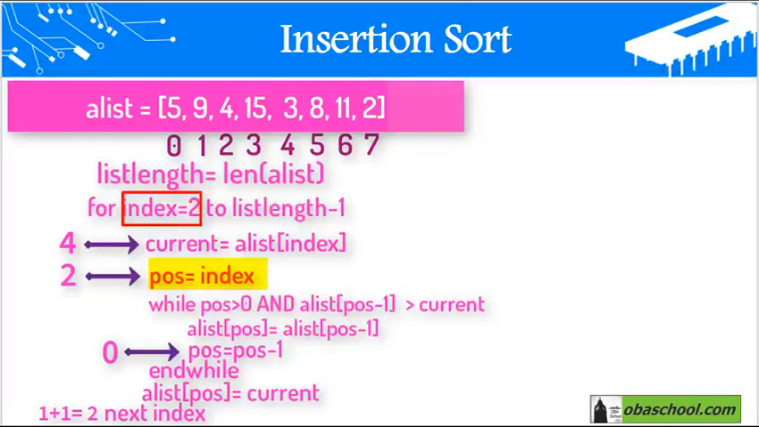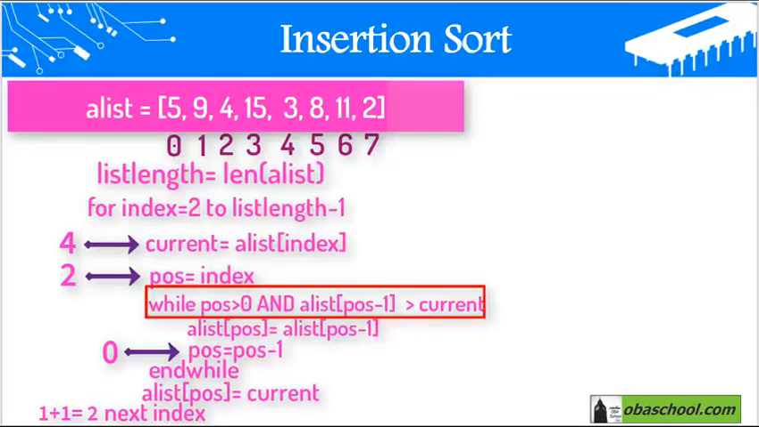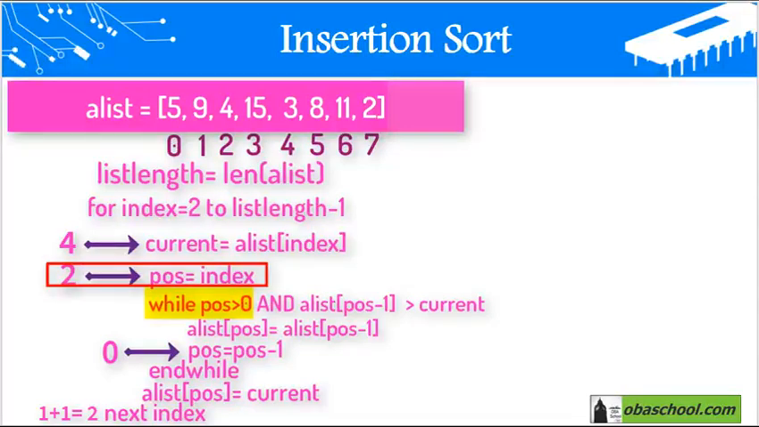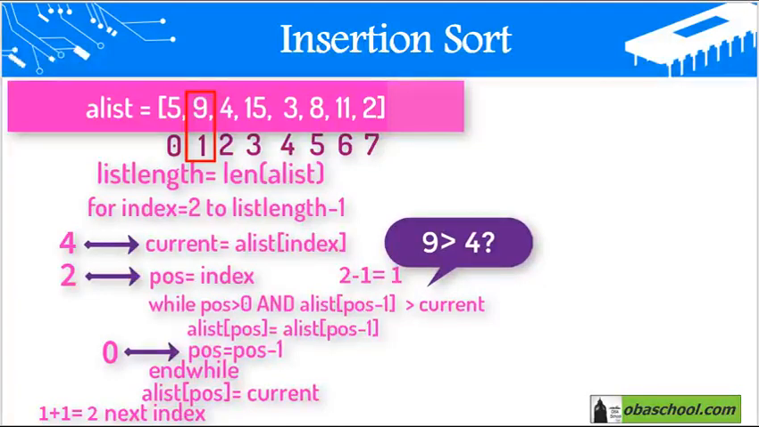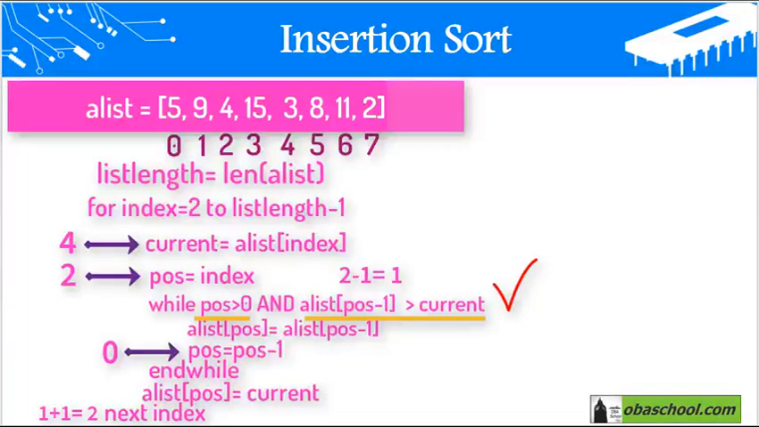Now we will enter to while loop. While pose that it's 2 greater than 0, this condition is true. And a list pose -1, it's 2 minus 1, then the answer is 1. A list that has the index 1, which is the value 9, is 9 greater than current that it's 4? It's greater, the two conditions are true and we enter the while loop.